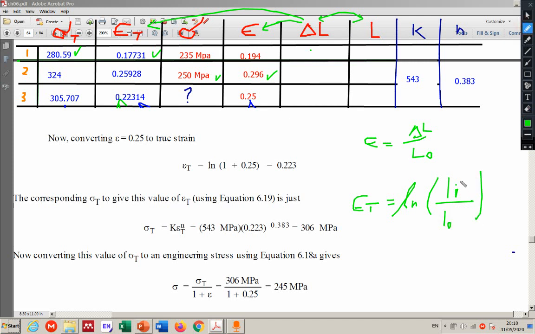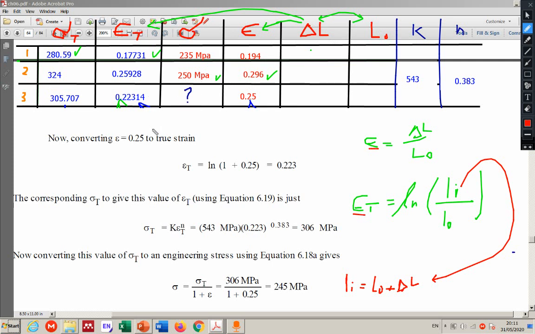Now I know that this L0, this guy, it's nothing, just L0 plus delta L. So if I give you delta L and L0, it means that you can simply find the engineering strain and the true strain. So instead of this, I can give you those values. I can just simply say, okay, I gave you this, find the other one.